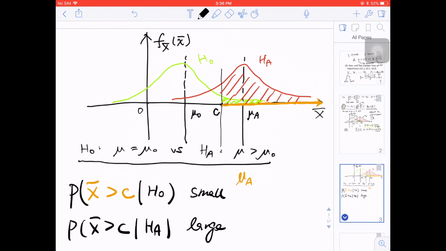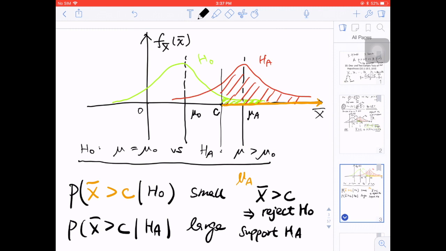So in this case, it's more likely to happen under the assumption of HA rather than under the assumption of H0. So we say if the x bar that you observe is larger than c, or falls into this green area, I'm going to reject H0 and support HA. So that's the brief idea about the rejection region.